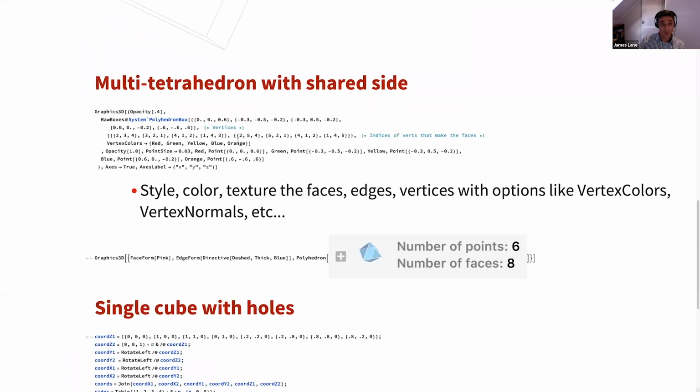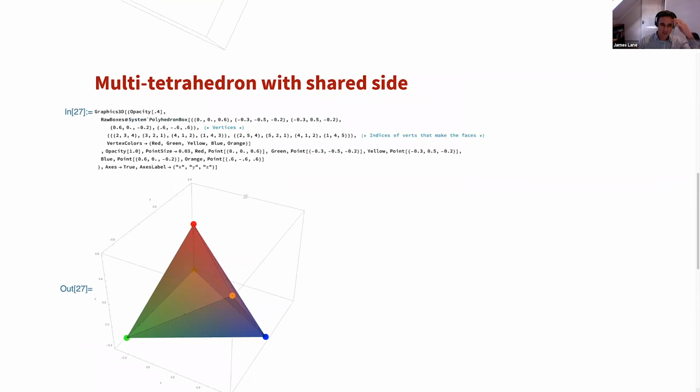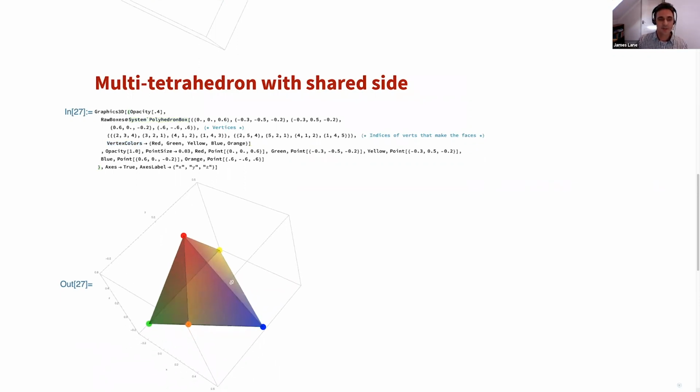There's support for multiple tetrahedra with a shared side. This is just a nice example Yutsu had. These polyhedra work with the usual options that we have for faces, so you can say VertexColors and provide the vertex colors for the different vertices. You can provide vertex normals, you can texture these, and all those other kinds of styling operations.